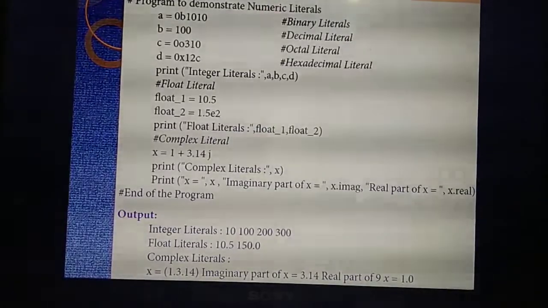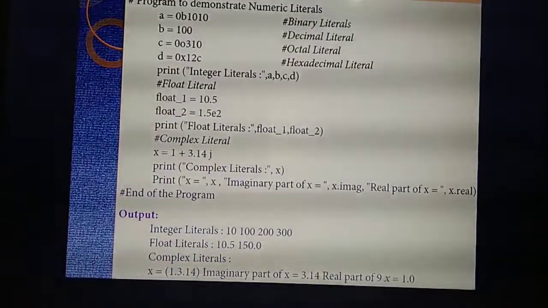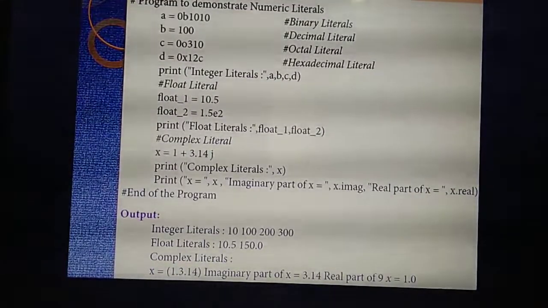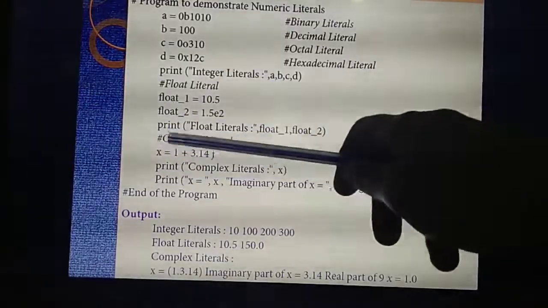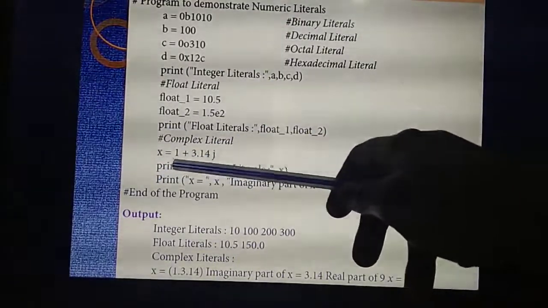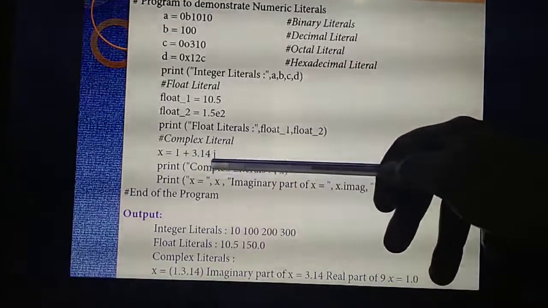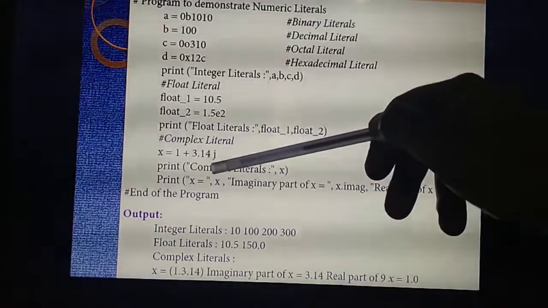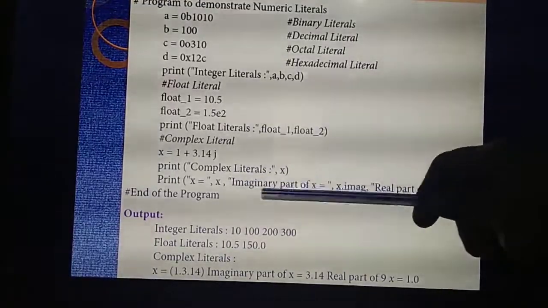So complex numbers always contain how many parts? In maths you might have studied. Complex numbers, how many parts are there? 2. What are they? Real part as well as imaginary part. So I am declaring a variable called x. I am giving the complex expression 1 plus 3.14j. Which is the real part? 1. Which is the complex part, the imaginary part? 3.14. So next line I am going to print complex literals.